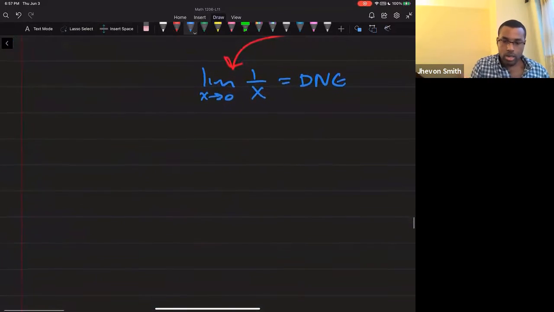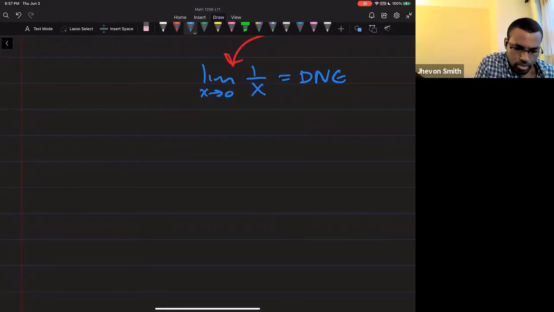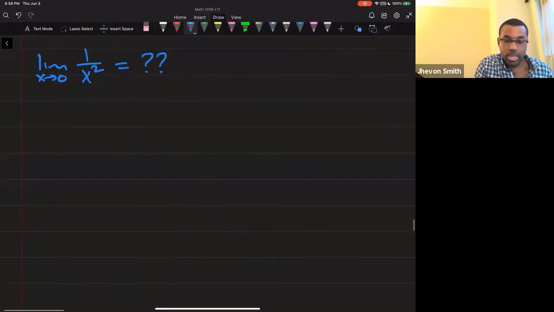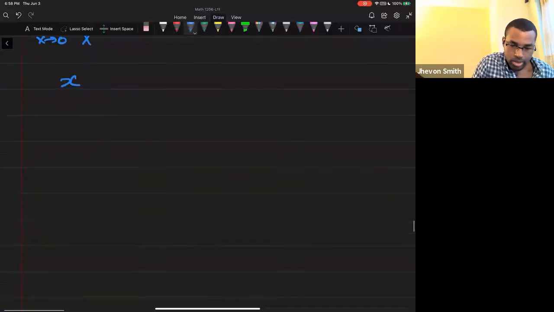Similarly, I could have done the limit as x approaches 0 of 1 over x squared. Say I don't know what that's equal to, and for some reason I don't want to use the graph or the fact that the bottom polynomial beats the top polynomial. I can just, again, do a table of values.